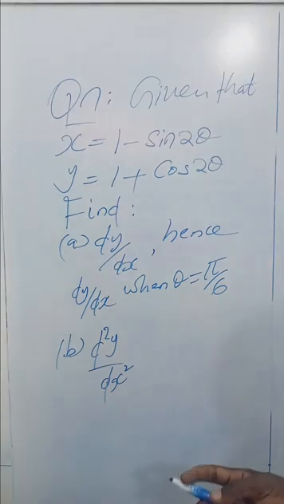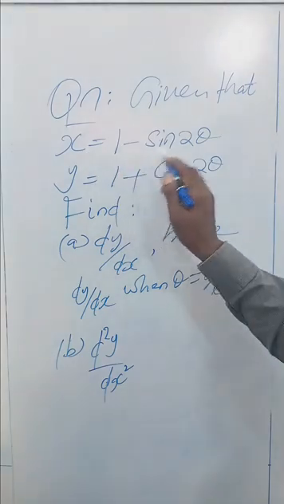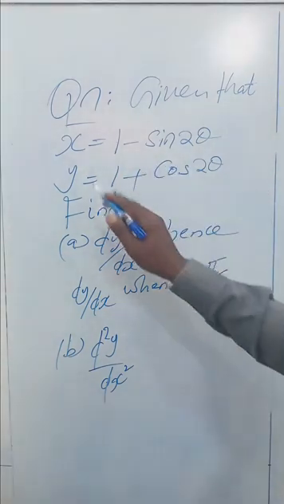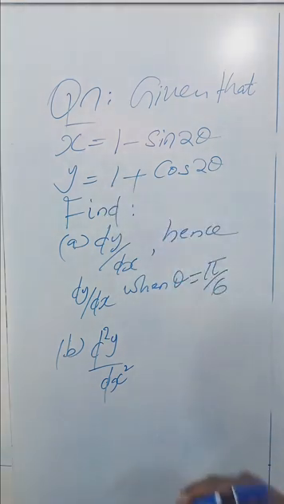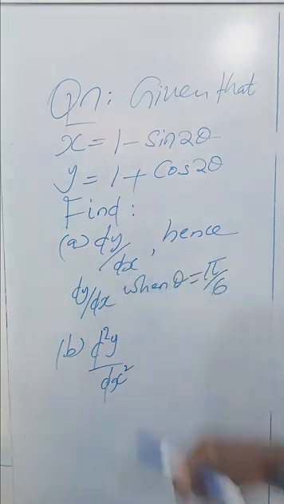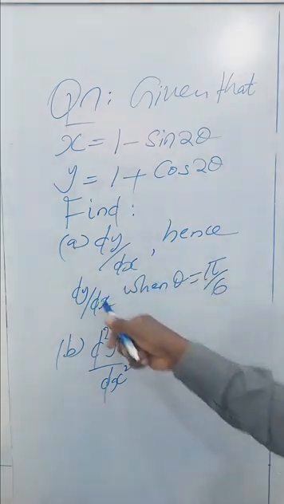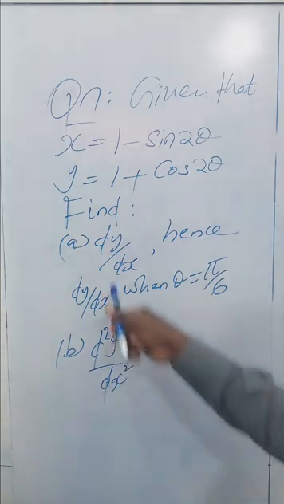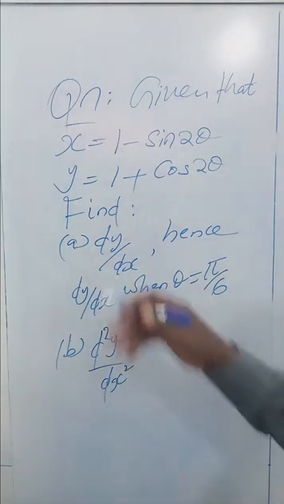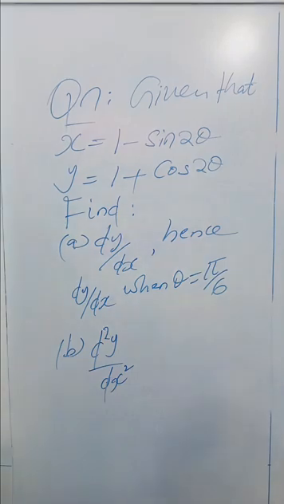Hello, viewer. We have got this question here: given that x equals 1 minus sine 2 theta and y equals 1 plus cos 2 theta, we are supposed to find dy/dx. Hence, find dy/dx when theta equals pi over 6. In part B, find the second derivative of the dy/dx we got in part A. So here is the solution.